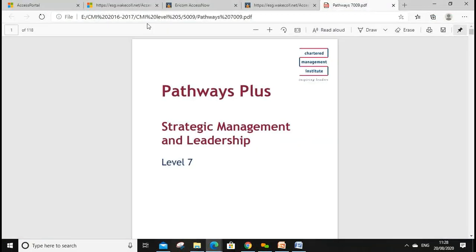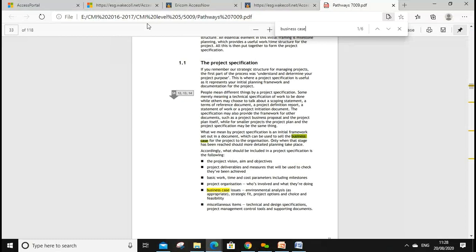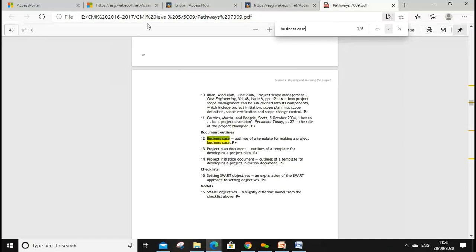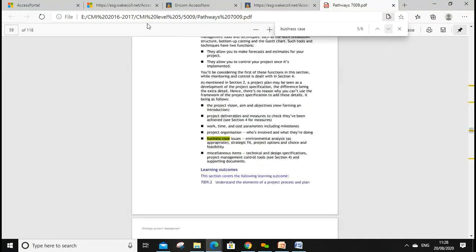And then I'm going to give you a book. This is called Pathways. It's about project management, so you can write a business case. We can look at the business case and surrounding topics, and we can read it. What is meant by strategic fit?